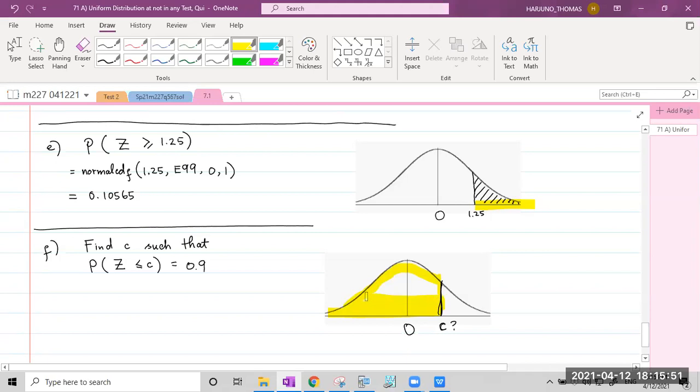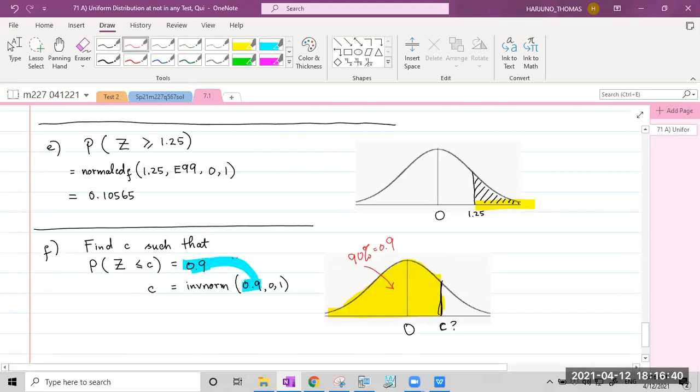So instead of knowing the upper bound and lower bound and finding the probability, now we know the probability. The probability to the left of that number is 90% or 0.9. What is that Z? If the area to the left is 90%, the notation will be Z equals inverse norm, parenthesis, 0.9, comma 0, comma 1.